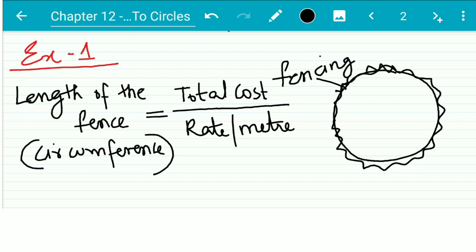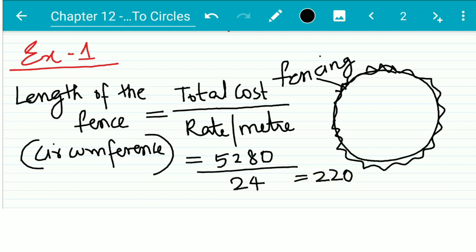So what is the total cost? 5280 divided by the cost per meter, which is 24. So 5280 divided by 24 will be 220. Unit is meter. So now we got the length of the fence is 220 meters.